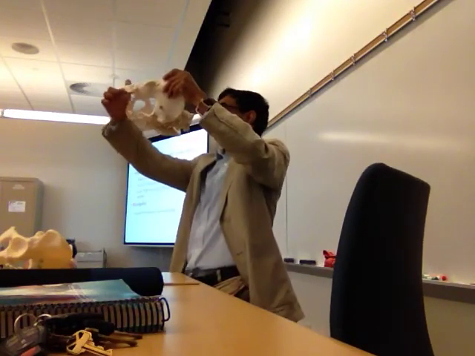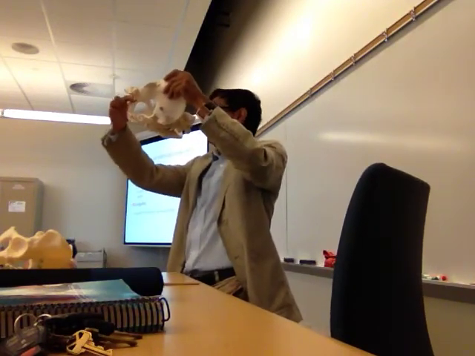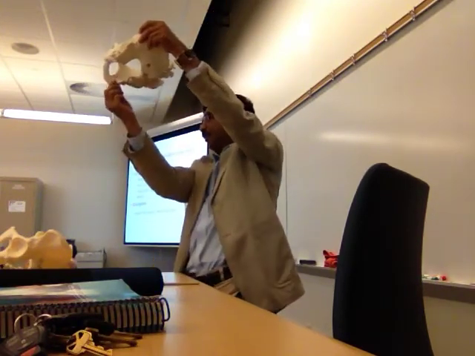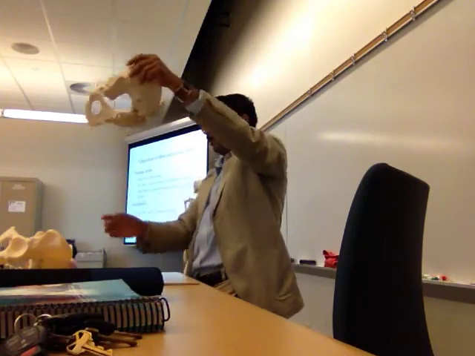One is the pubic arch, another is the pelvic brim, and third one is the coccyx, forward and backward.